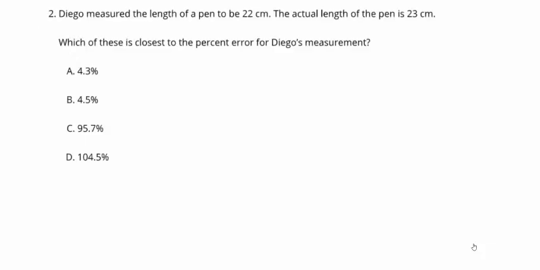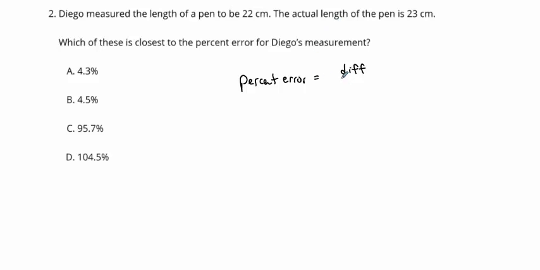Okay, let's look at number 2. Diego measured the length of a pen to be 22 centimeters. The actual length of the pen is 23 centimeters. Which of these is closest to the percent error for Diego's measurement? So percent error is equal to the difference between the measured length and the actual length.